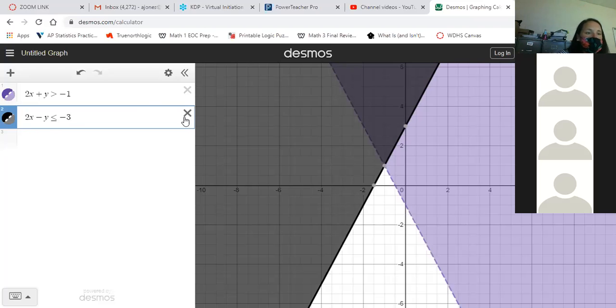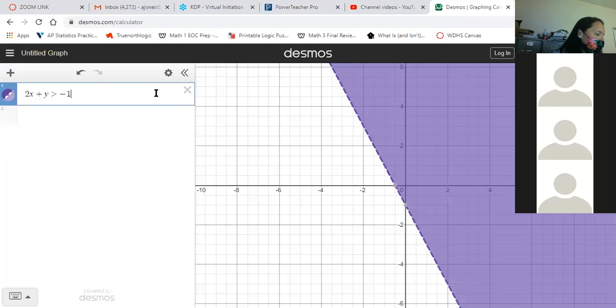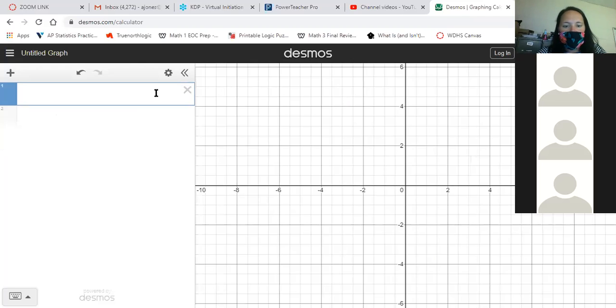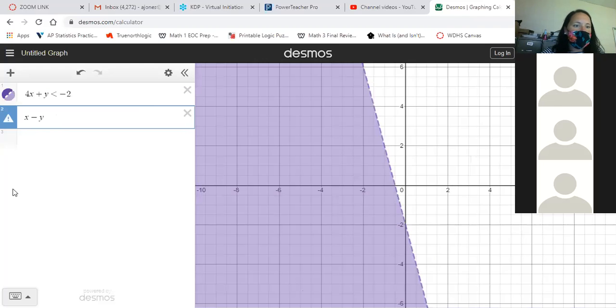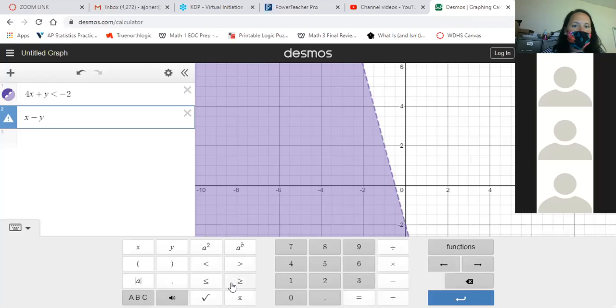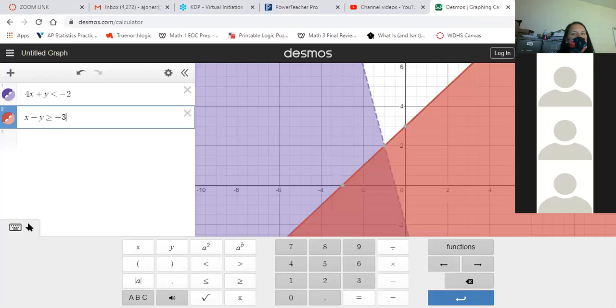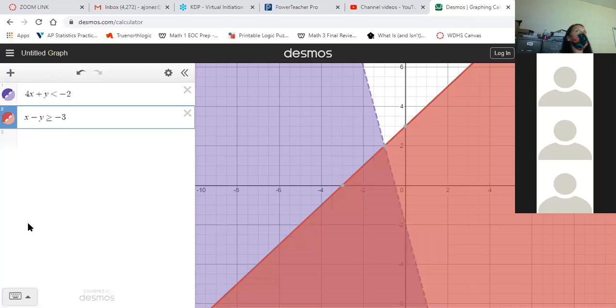We're going to type another one in so you can see it. I'm going to do number 18. 18 said 4x plus y is less than -2. That one was easy. The other one is x minus y. I have to go to my keyboard so I can get a greater than or equal to, and then -3. So again, you can see both. You can tell which one's solid, which one's dashed. And then that triangle at the bottom is where you'll see your answer, where they're both shaded. Any questions? Y'all, it's literally that simple using Desmos.